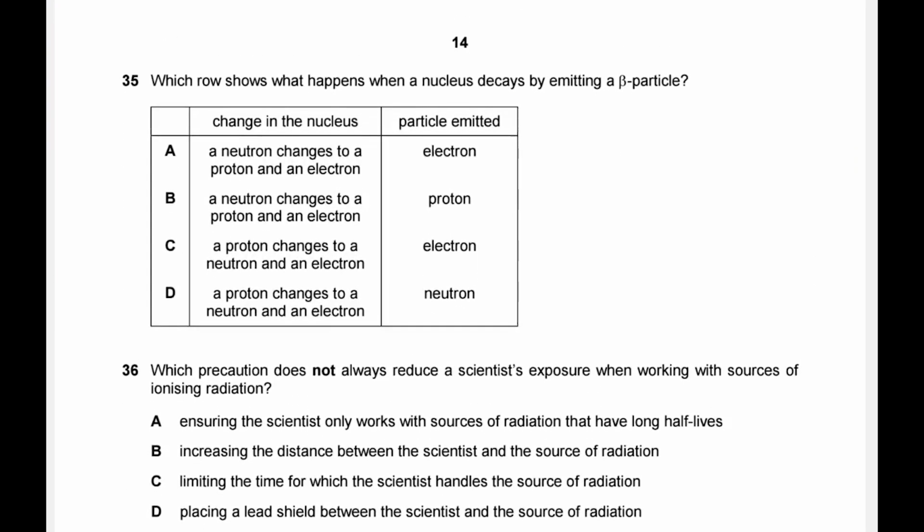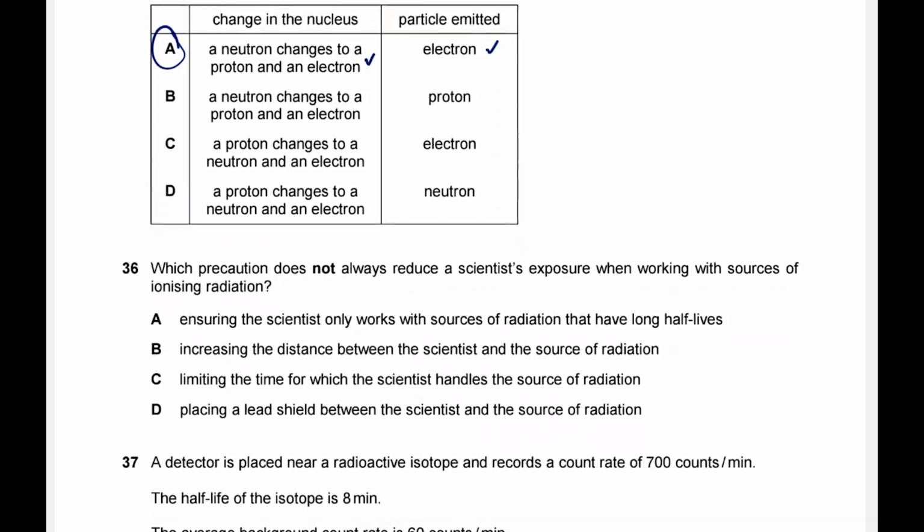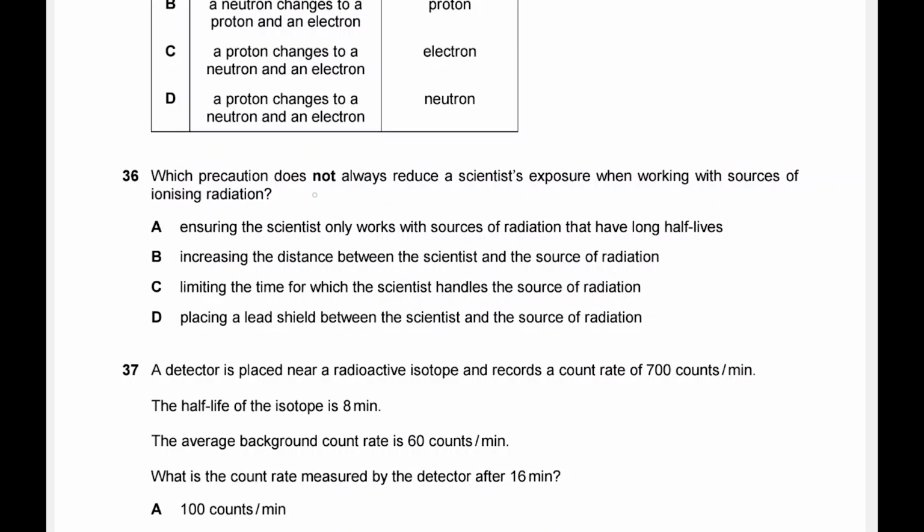35. Which row shows what happens when a nucleus decays by emitting a beta particle? A neutron changes to a proton and an electron. Yes, correct. And the particle emitted is an electron. Yes, correct. A again. 36. Which precaution does not always reduce a scientist's exposure when working with sources of ionizing radiation? A. Ensuring the scientist only works with sources of radiation that have long half-lives. No, this won't reduce the exposure. So the answer is A.